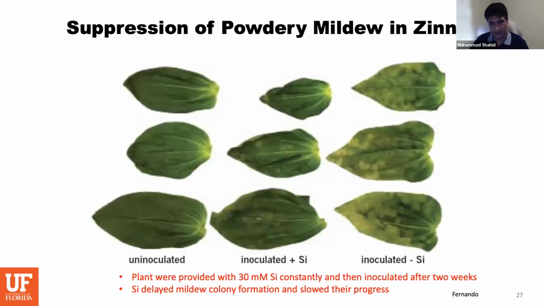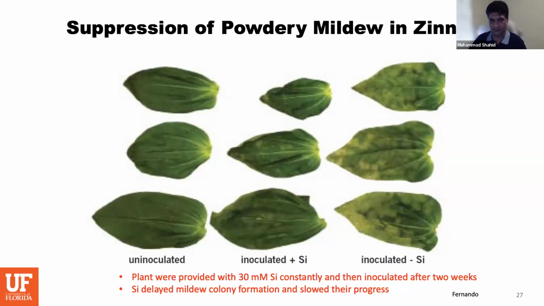In another study, silicon was found to be effective against powdery mildew in zinnia. The plants were treated with 50 parts per million of silicon, and then they harvested the leaf and inoculated them with the pathogen. So this is the uninoculated, this is the inoculated with the pathogen plus silicon, and this is the inoculated without silicon. You can see a clear yellowing and disease symptoms, and you will not see much of the disease symptoms in the inoculated one with silicon.